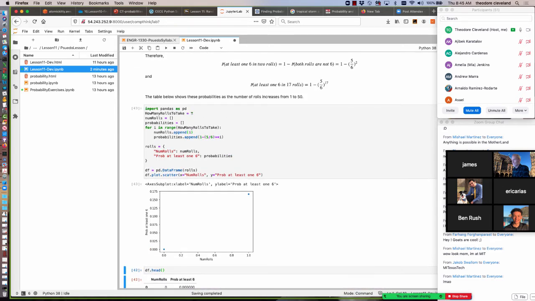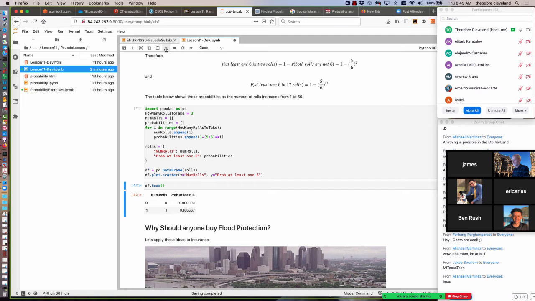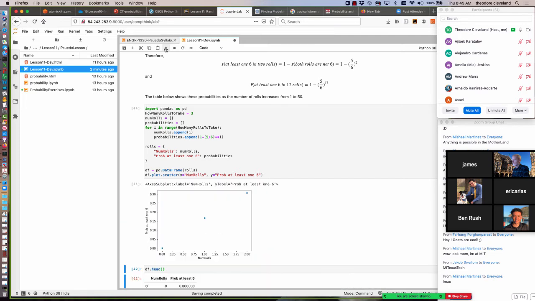Let's see what happens if we take 2 rolls. So in 2 rolls, we're getting up to 30%, and we can't see the curvature yet. Let me make a quick change.